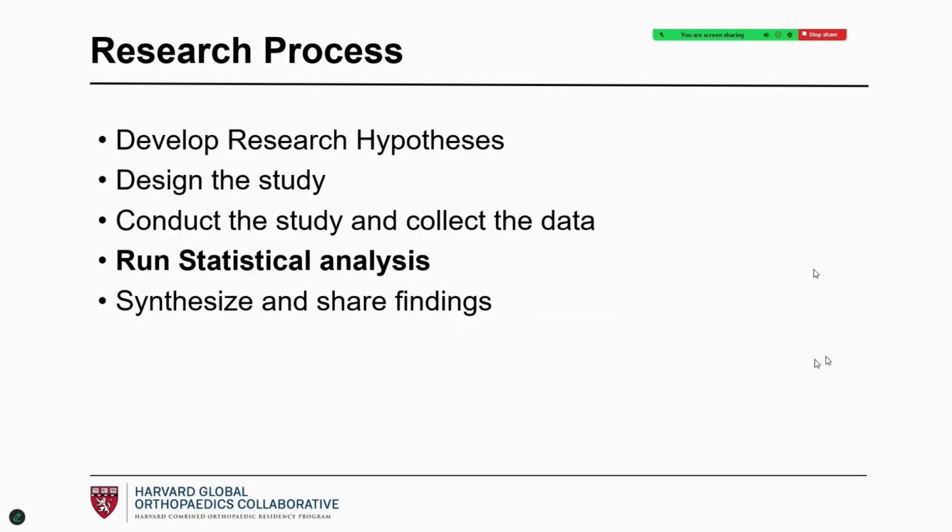So, as most of you are already aware, research is a process, and it usually follows the first step of defining the research hypotheses. Then, based on the research hypothesis that we defined, we design the study, we conduct the study and collect the data. Then we run the statistical analysis based on the data that we collected and on the research questions that we are trying to answer. And finally, we synthesize the statistical analysis results and share the findings.